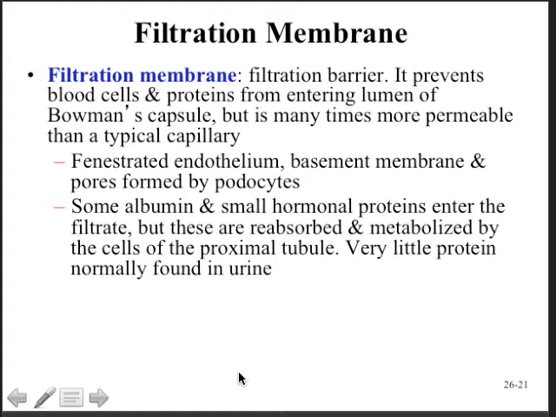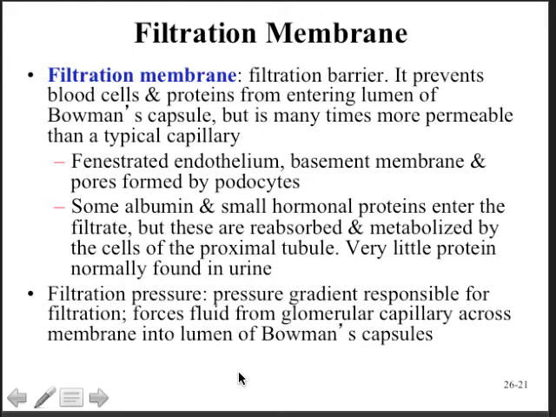Albumin and small hormonal proteins enter the filtrate, but this is a very small amount. These are reabsorbed and metabolized by the cells in the proximal tubule. Very little protein is normally found in the urine. In fact, if you're spilling protein in the urine, it generally means there's a defect somewhere in the filtration membrane. There could be a mechanical problem, there could be some other type of pathology.